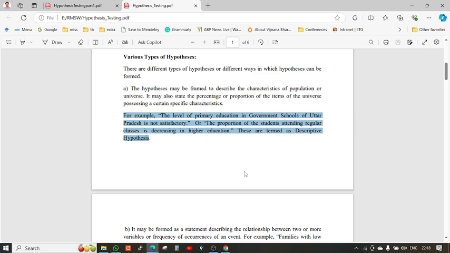For example, the level of primary education in the government schools, Uttar Pradesh, is not satisfactory. So the percentage of students attending regular classes is decreasing in higher education. So this may be the reason for the thing. So that is the description for the particular statement. That's why it is called a descriptive hypothesis.